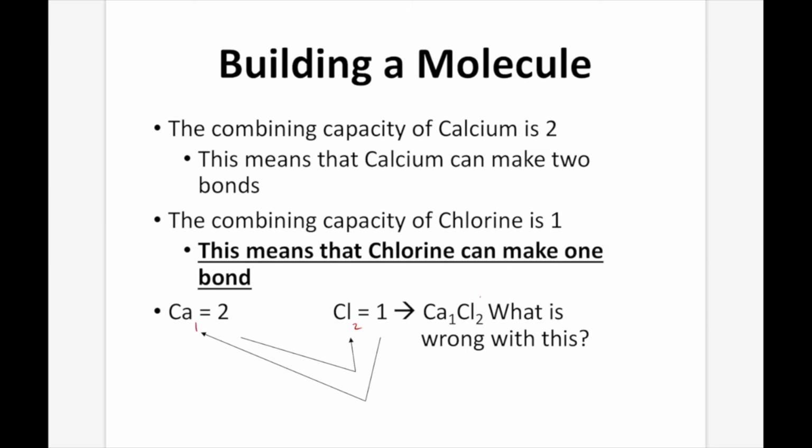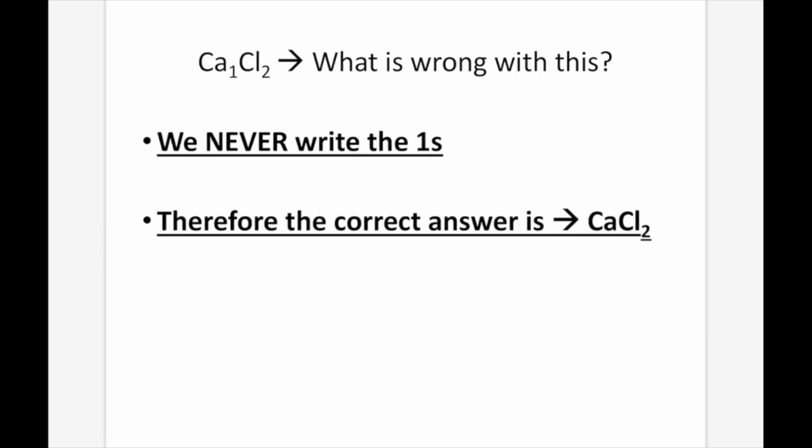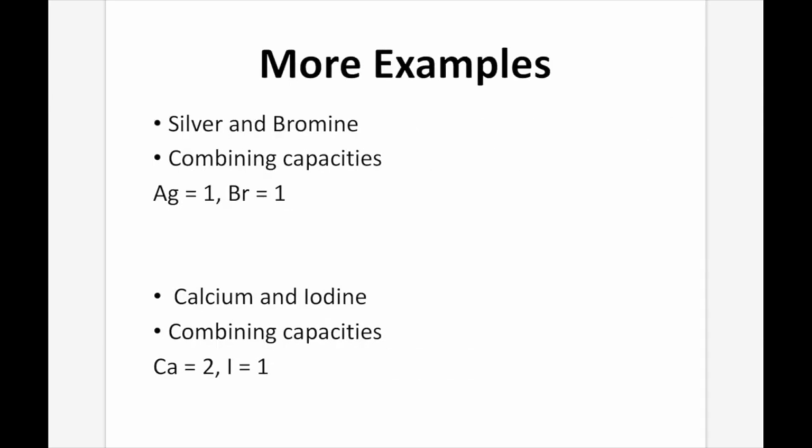And you get Ca1Cl2. But what's wrong with this? We never write our formulas like that. We never include the 1s. Therefore, the correct answer is CaCl2. More examples. Silver and bromine each have a combining capacity of 1. Calcium and iodine: calcium has 2 and iodine has 1. So I'd like you to pause the video and write the formulas for these 2 compounds.